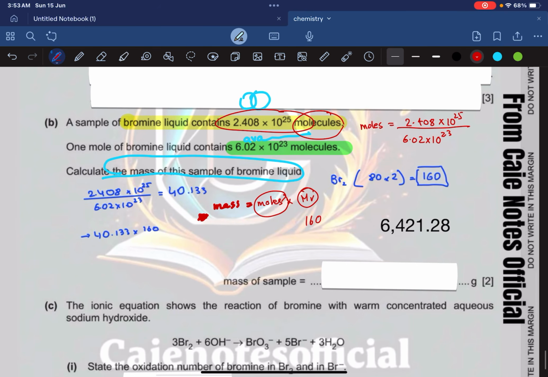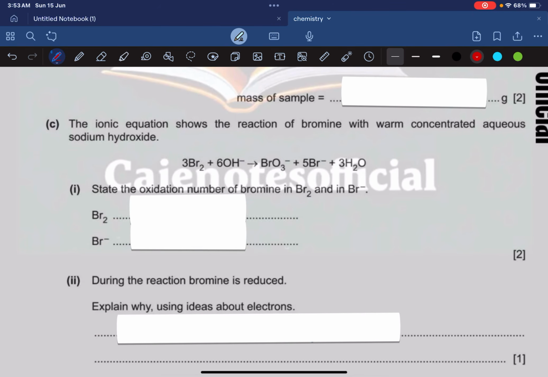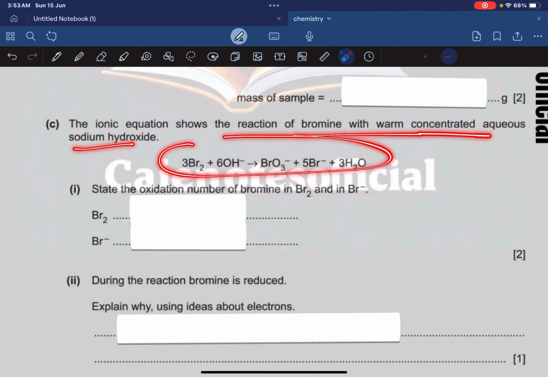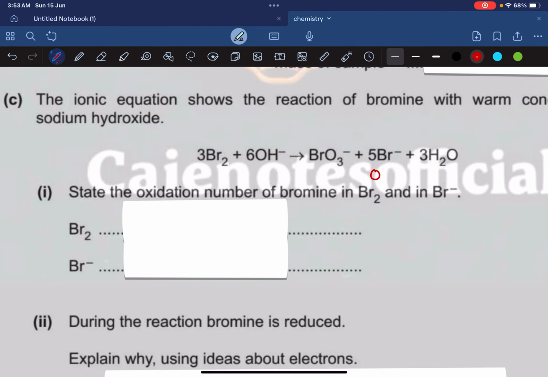The next question says the ionic equation shows the reaction of bromine with warm concentrated aqueous sodium hydroxide. State the oxidation number of bromine in Br2 and Br-. I guess that's the easiest question in the entire paper. Br- is going to be -1, and over here it's going to be 0.